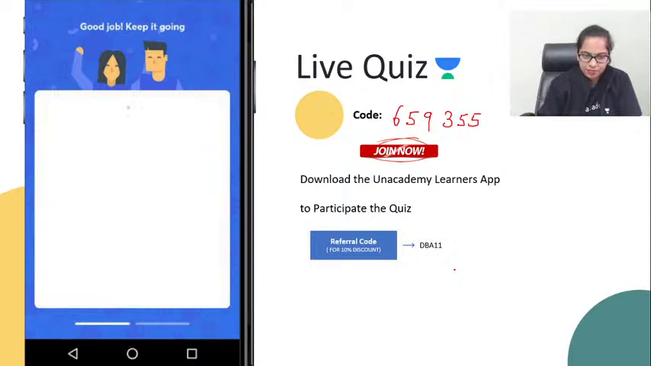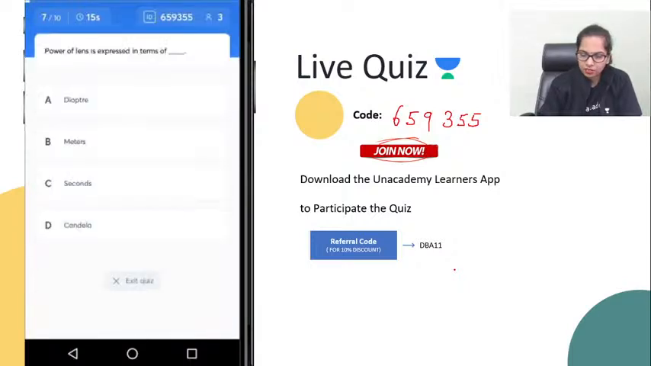Done? Again, see the leaderboard. Actually, people are not joining over this leaderboard. If they are joining, they will really get a tough competition. Power of lens is expressed in terms of, an easy one: diopter, meter, seconds or candela.